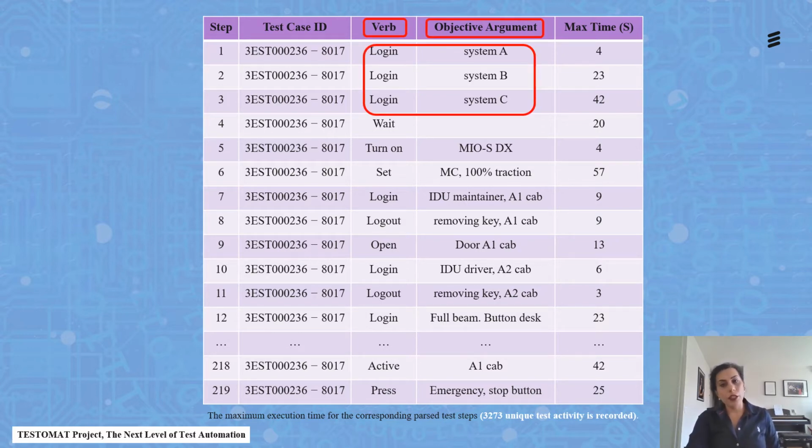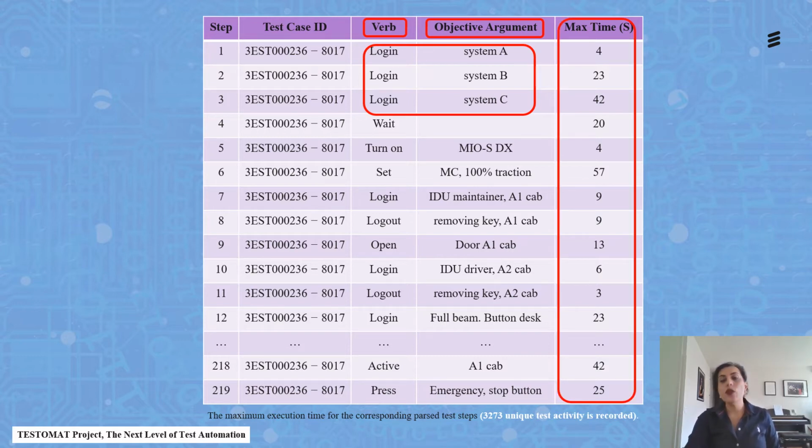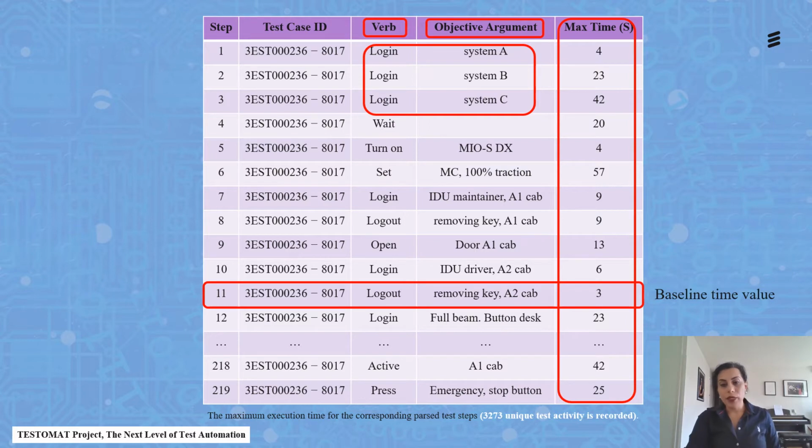If we check this example one more time, you can see we have, for instance, three main verbs, login, but the objective argument is different for these three: login to system A, system B, and system C, and we can see the time is different as well. So it's very important to save the objective argument. It's not enough to save just the verb, because different objects can impact the time. And as we can see in line 11, the tool couldn't find any time specified in the test specification, and that's why we took 3 seconds, which is the baseline time value for this test step. For those test steps and test cases where we couldn't find a time, we use this baseline time value. As I said before, this value comes from subject matter experts at Bombardier Transportation.